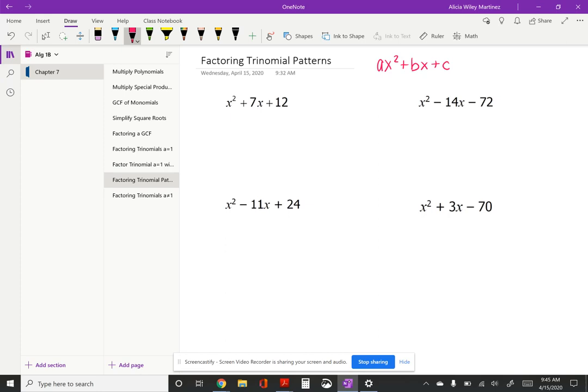Okay, so I have 4 examples here, and each of these examples is unique because of the types of signs that you see in the problems. So in the first example, you can see that they're both plus signs. In the second example, they're both minus signs. In the third example, one's a minus, one's a plus. And in the fourth example, one's a plus and one's a minus. So I'll talk about what those patterns mean.